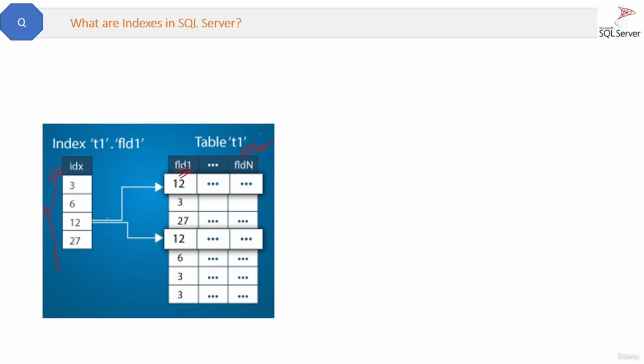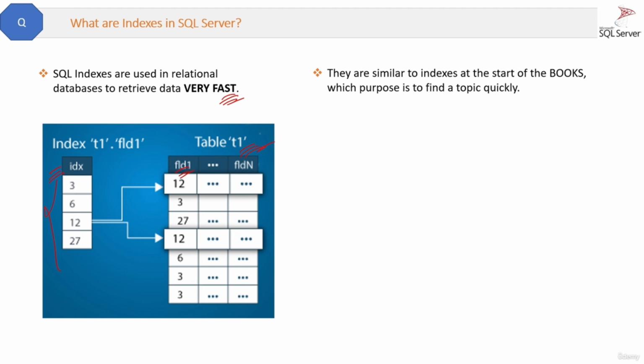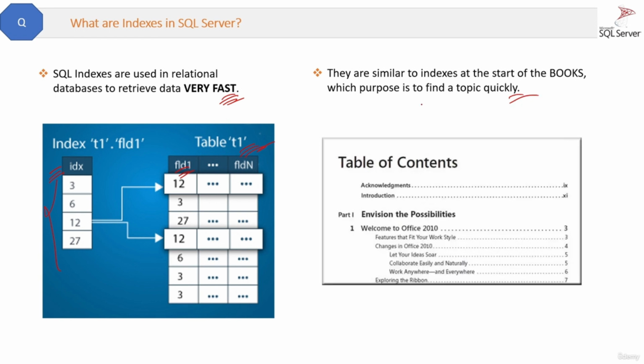The first point you have to remember is SQL indexes are used in relational databases to retrieve data very fast, or we can say to improve the performance of the queries. Now they are very similar to the indexes at the start of books, whose purpose is to find a topic quickly. See, we have indexes in a book, so how easy it is for us to search for a topic, right? Otherwise it would be very difficult. This is the brief idea about indexes.